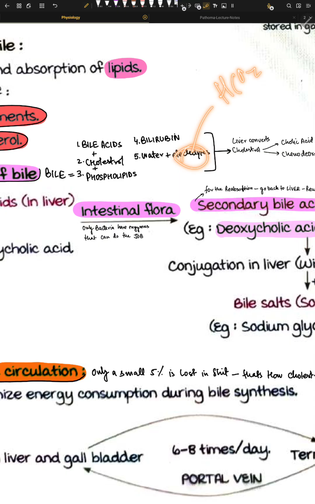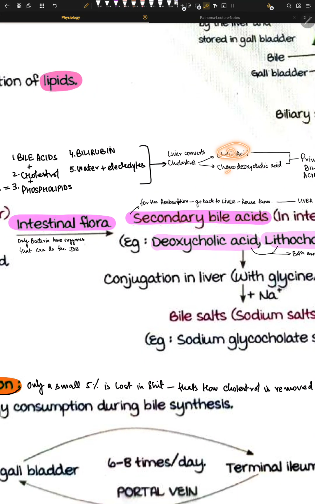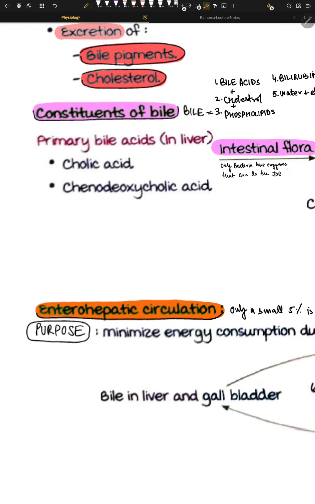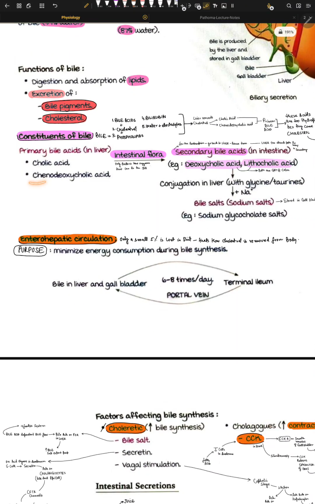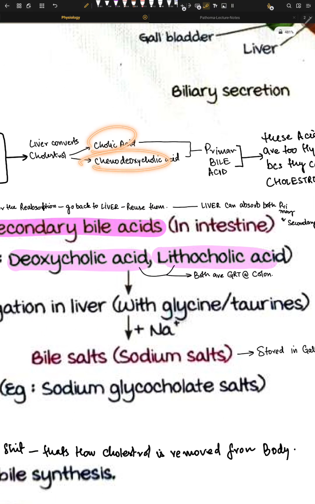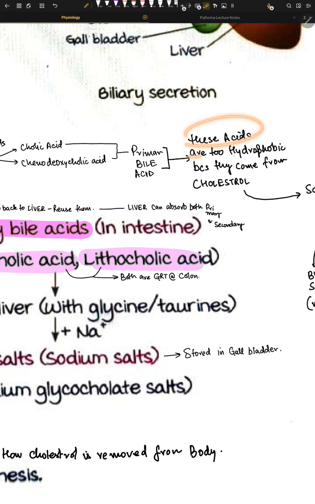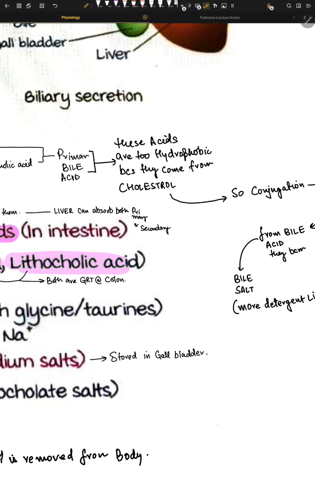The electrolyte is HCO3 here. So what happened here is that the liver converts this cholesterol into cholic acid and chenodeoxycholic acid, right? These acids come from cholesterol, right? So cholesterol makes these two things. So now we have these two things, cholic acid and chenodeoxycholic acid. Now these are primary bile acids. Now these acids are too hydrophobic, meaning they are really oily, right? They cannot stay in the aqueous position, right? So we want to change that.